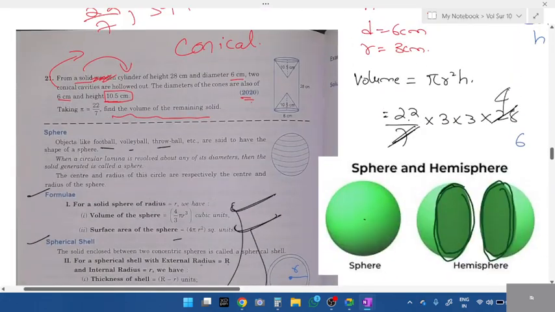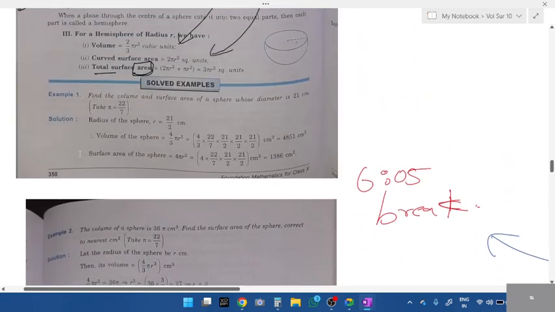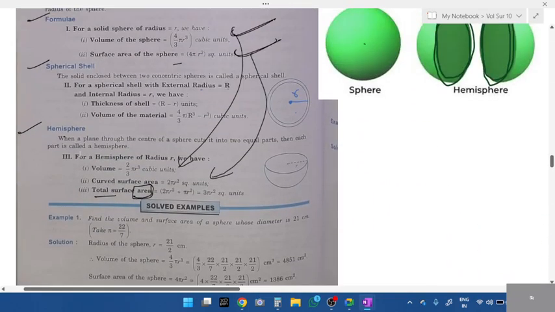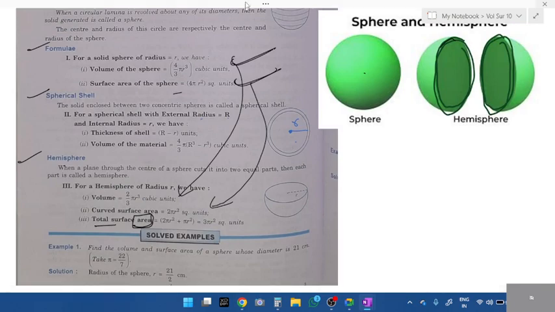So that's it. Based on the diagram, this is done. We'll solve 1 or 2 example questions here. Find the volume of a sphere. Until they mention hemisphere, it is a complete sphere question, students. Find the volume and surface area.